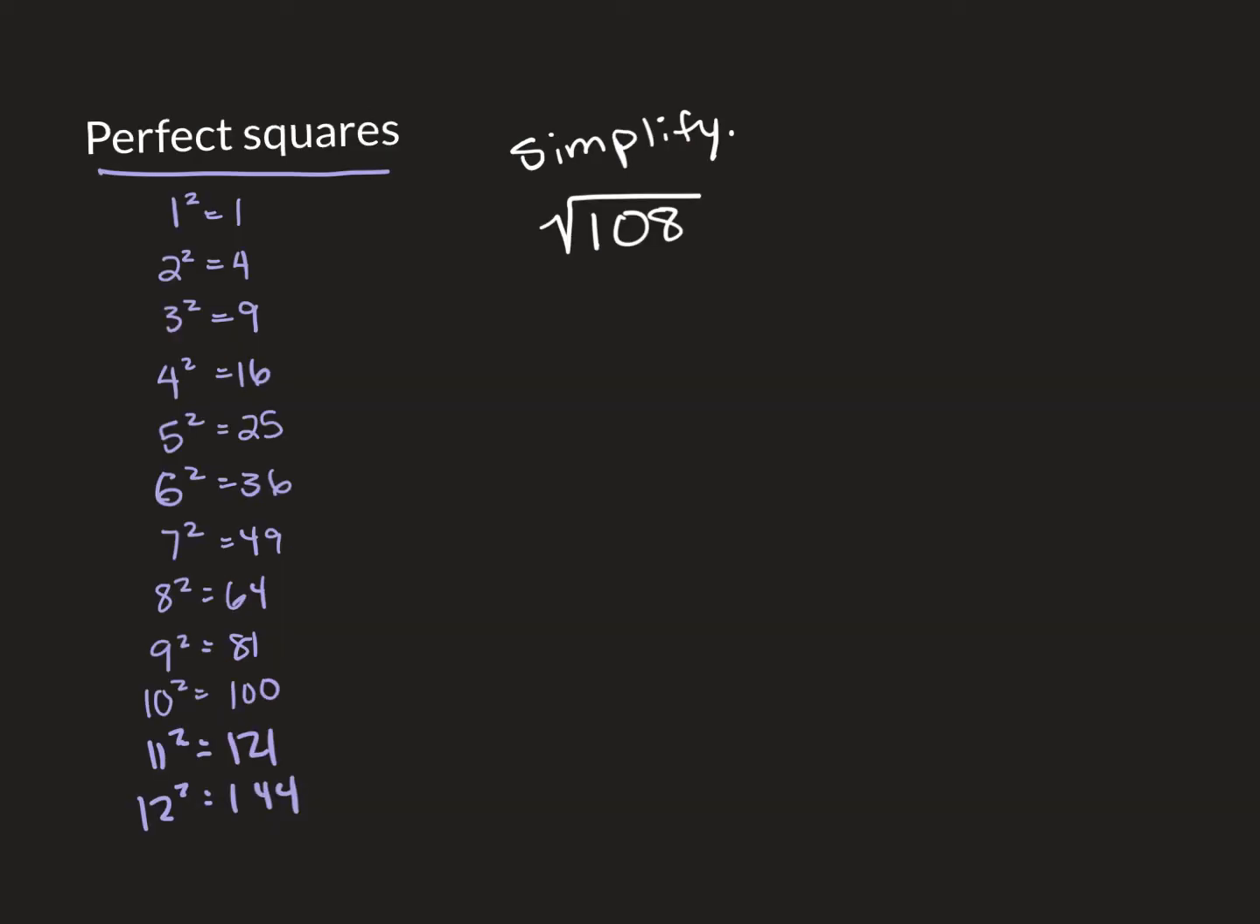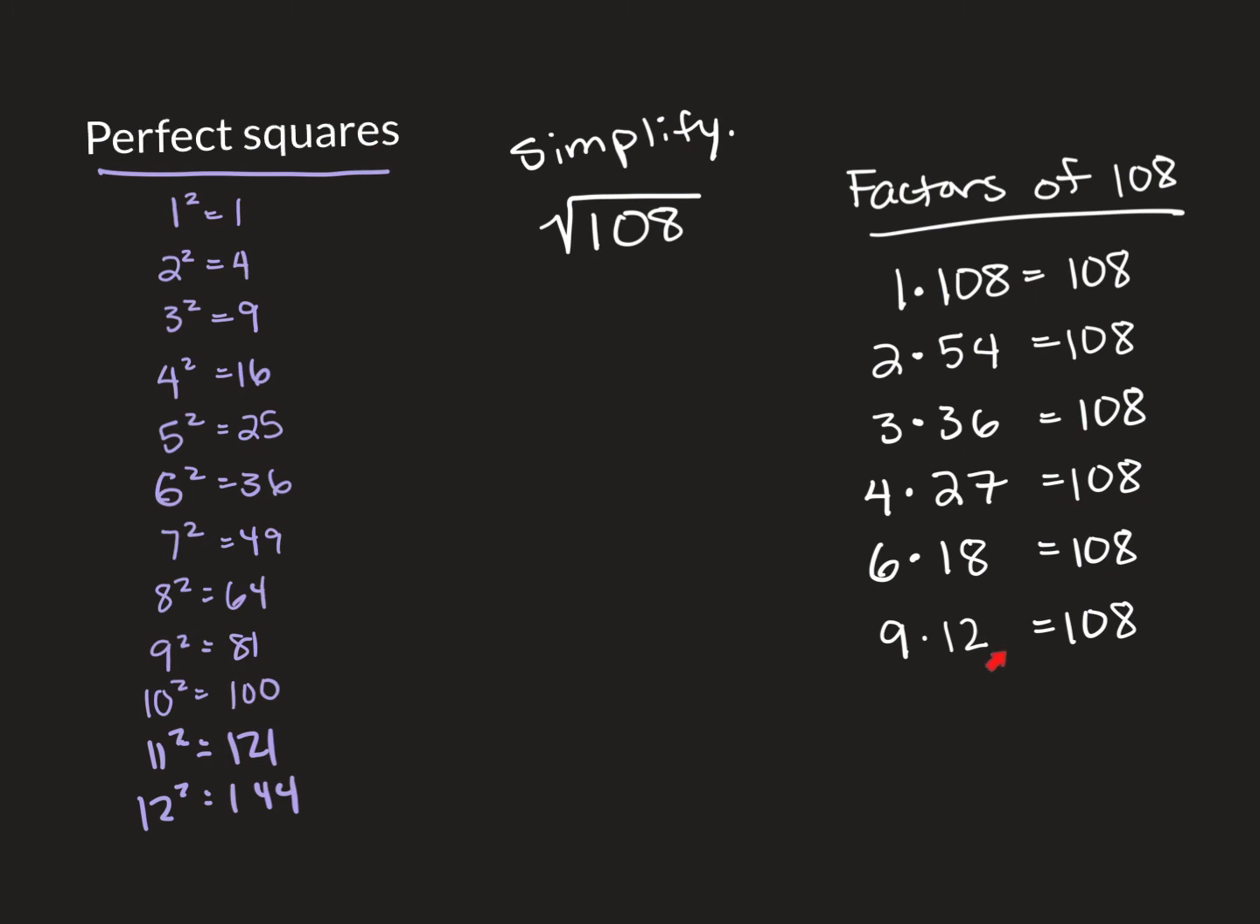Okay, our goal here is going to be to simplify the square root of 108. So the first thing that I'm going to need is the factors of 108. So here are all of those factors, and then as I'm looking through the factors, the only ones that I'm really going to care about are the ones where I actually have a perfect square. So 36 is a perfect square, 4 is a perfect square, 9 is a perfect square, and none of the other numbers here are perfect squares.